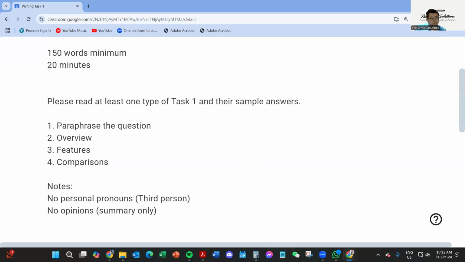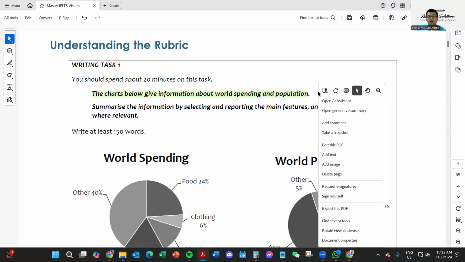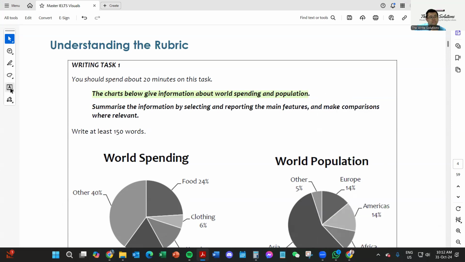Okay, so let's go on to the PDF again. So when you paraphrase, this is the question here. Let me put a comment here. We'll put number 1, paraphrase the question. So this is the first thing that you should do. Paraphrase the question. This is the question right here.